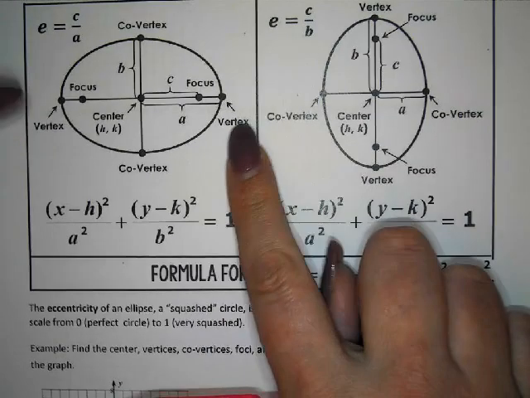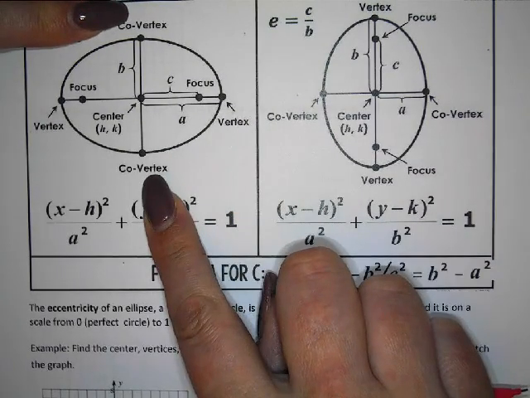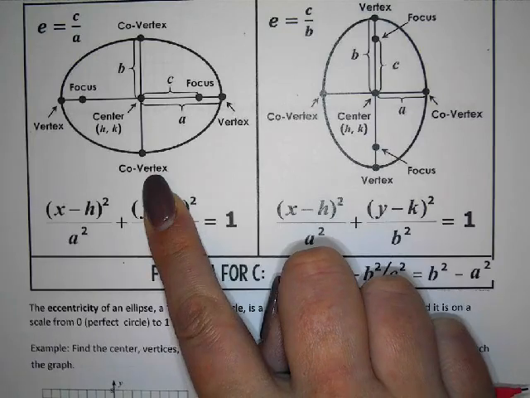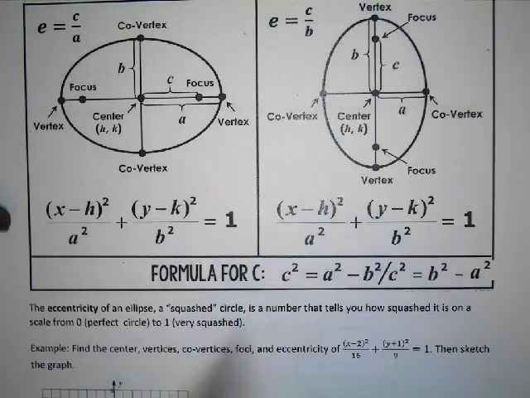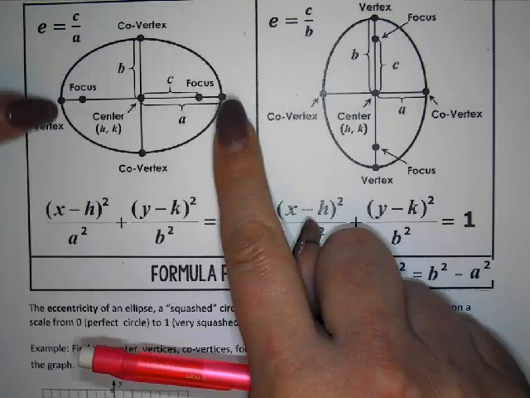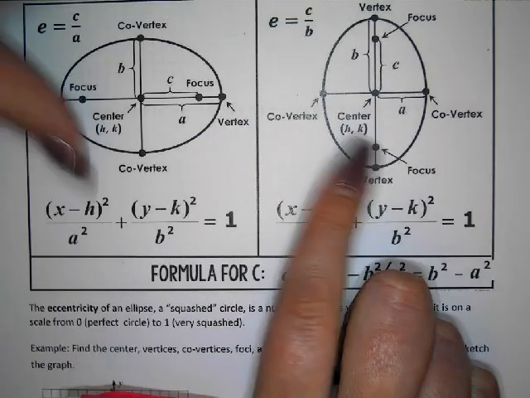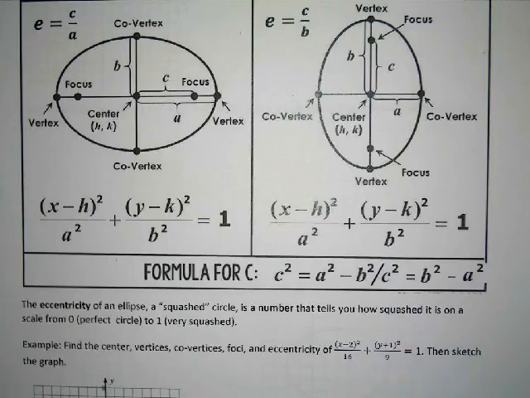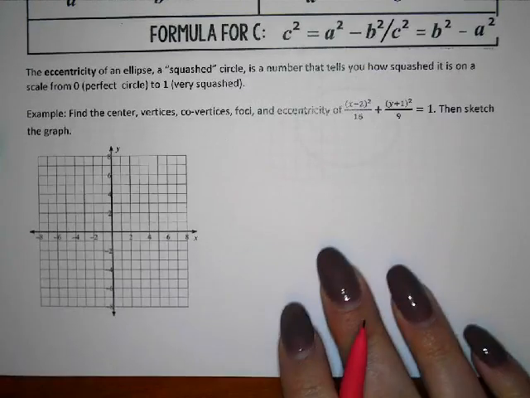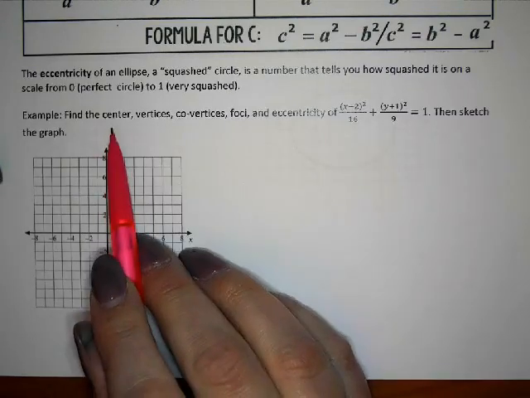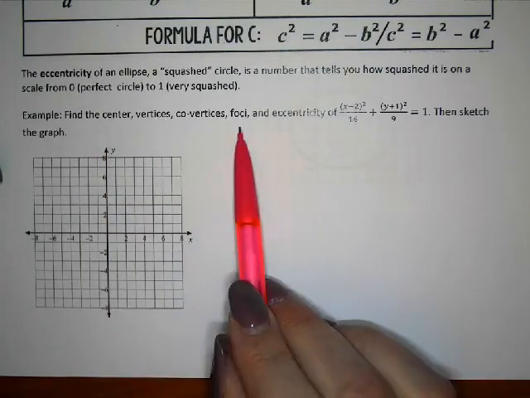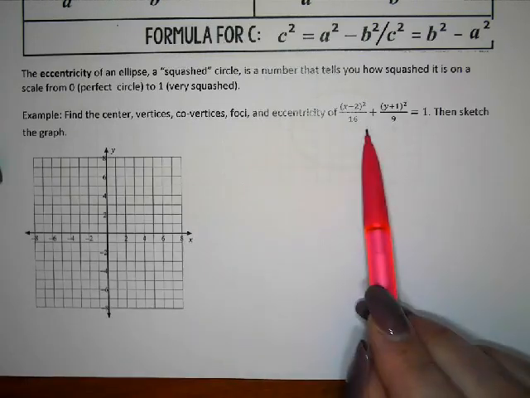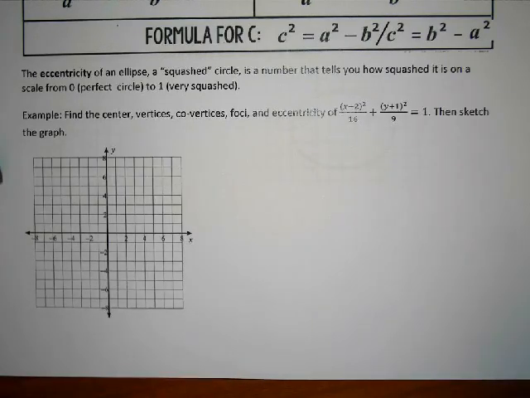For an ellipse, we have vertices and co-vertices. Your textbook doesn't really talk about co-vertices, it only talks about vertices. So if it's asking on my math lab, if it wants to have you say what the vertices are, it's specifically talking about these. It's not talking about the ones that are on the more narrow part of the ellipse. So for the first example, we are going to find the center, the vertices, the co-vertices, the foci, and the eccentricity of this ellipse, and we're going to sketch the graph.